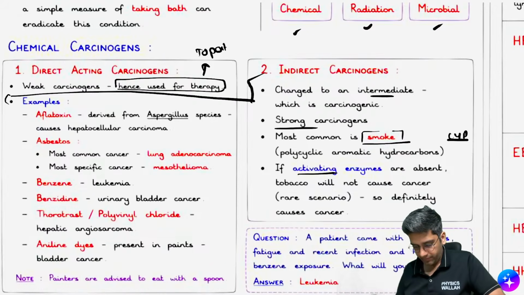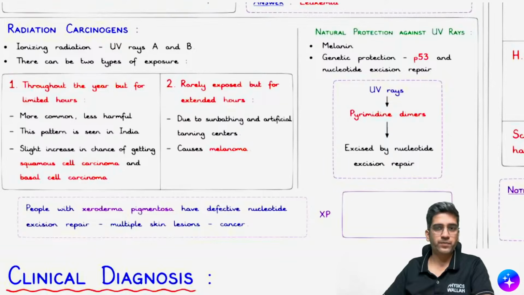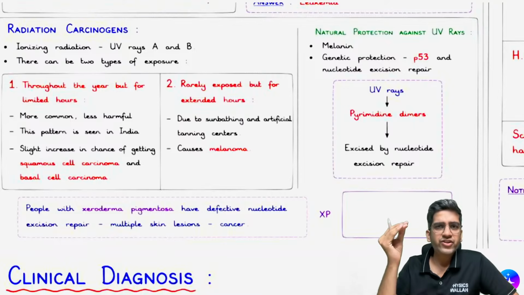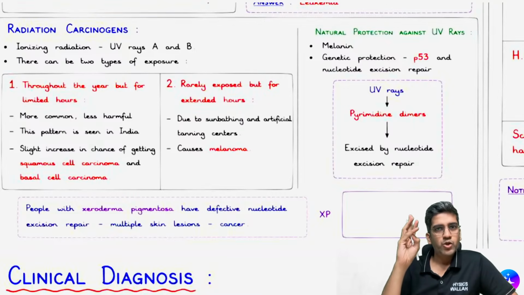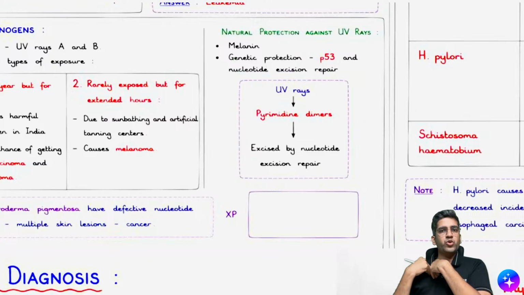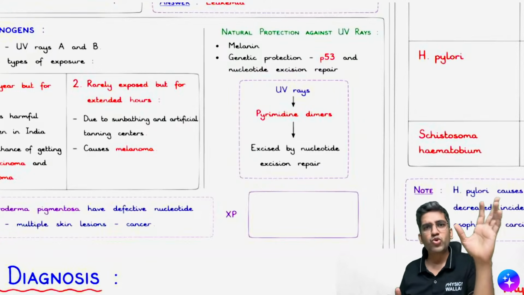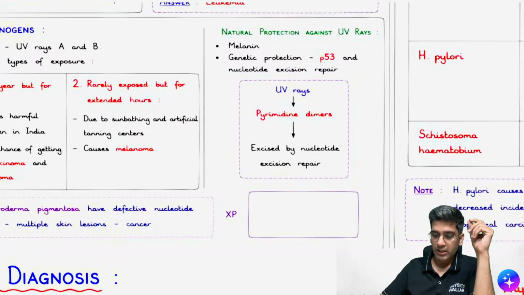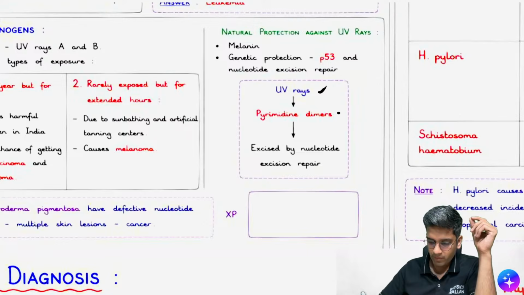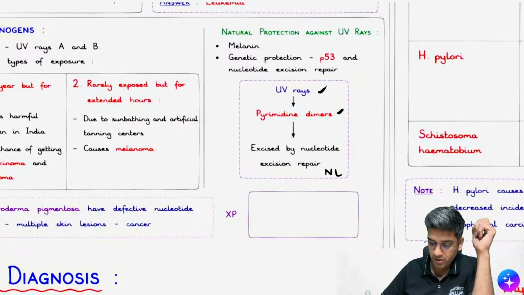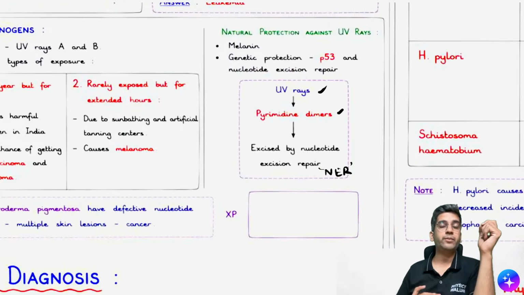Fine. Okay, perfect. Radiation carcinogenesis. UV rays are the commonest. Any ionizing radiation can cause cancer: UV, X-ray, CT scan, PET scan, everything can cause cancer, right? When I am exposed to UV rays, mutation is bound to happen. One layer of protection is melanin. Second is P53. With UV rays we get pyrimidine dimers or double-stranded breaks, and you have a repair mechanism called nucleotide excision repair that will protect me.